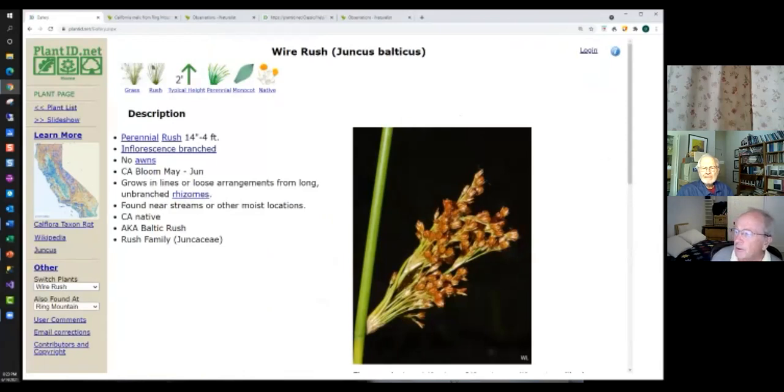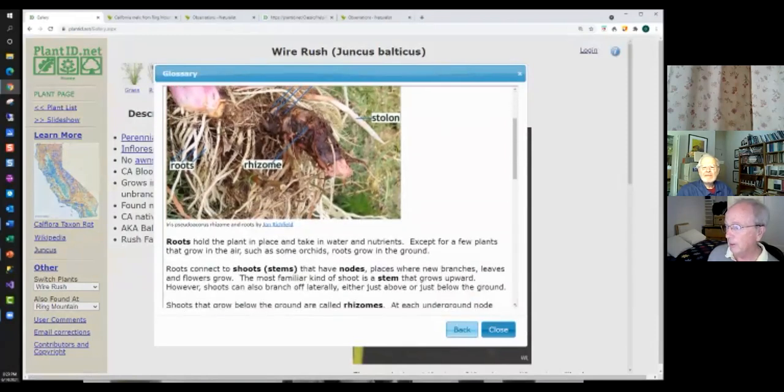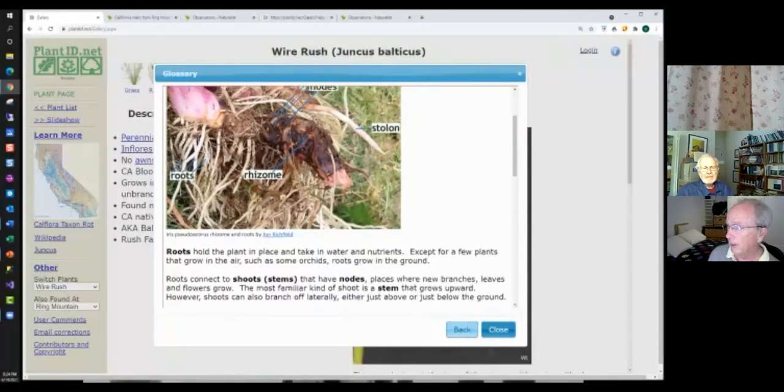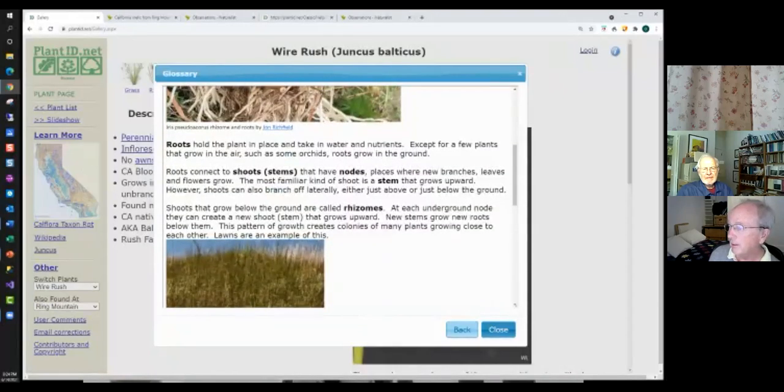And it grows in long, unbranched rhizomes. Well, what's a rhizome? Let's say I've forgotten what a rhizome is. Remember that the primary thing for learning in PlantID is to click on links. So if you click on links, you'll get a very nice, illustrated article about rhizomes and stolons and nodes and shoots and all the things that kind of go together to define a plant and a grass.